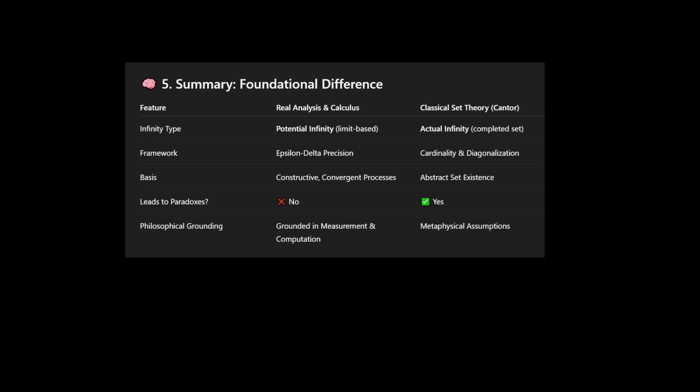5. Summary. Foundational difference between real analysis and classical set theory. Cantor is always actual infinity, a completed set, while real analysis uses potential infinity, limit-based. Framework: epsilon-delta precision versus cardinality and diagonalization; constructive convergent processes versus abstract set existence. Leads to paradoxes? No for real analysis, yes for set theory. Philosophical grounding: measurement and computation versus metaphysical assumptions.